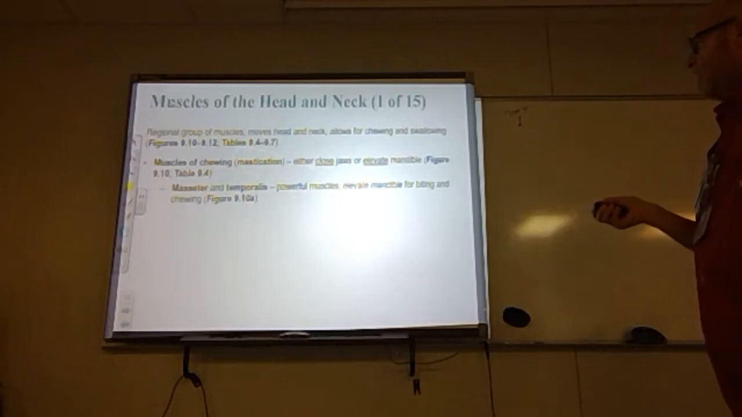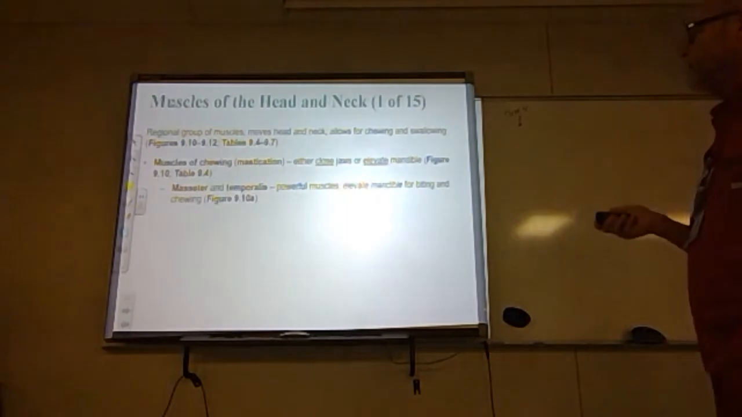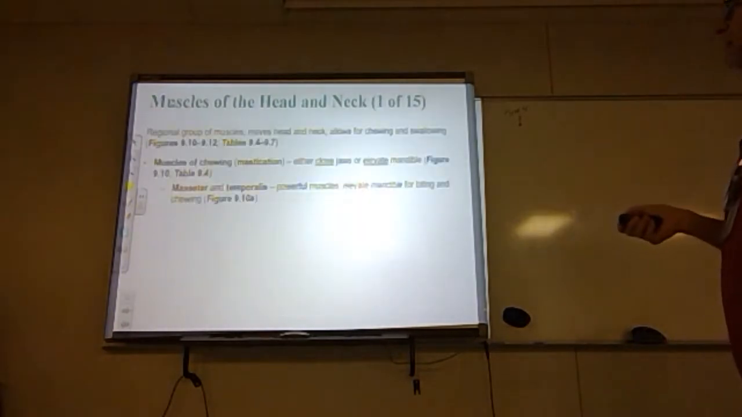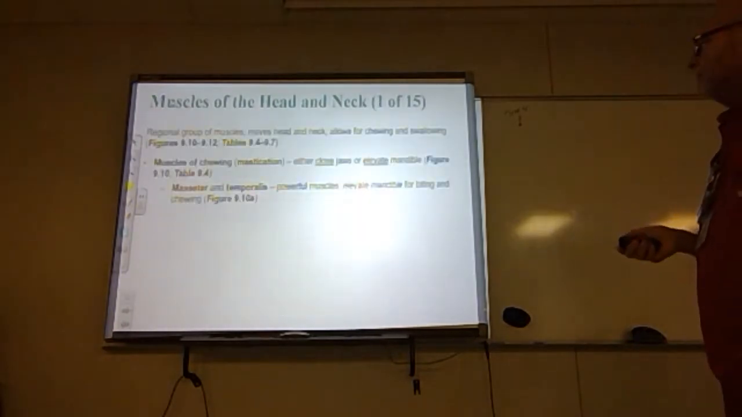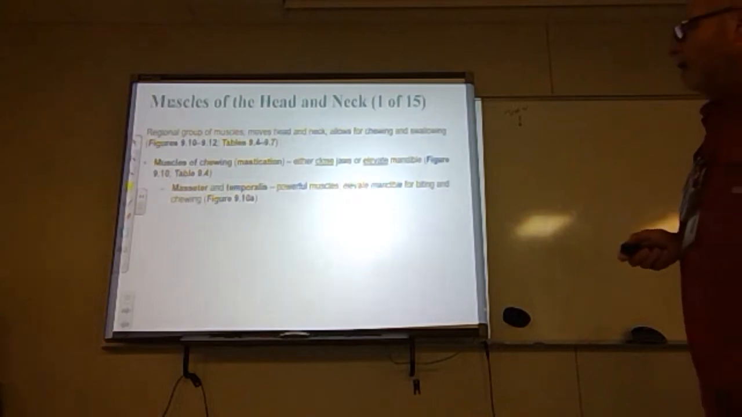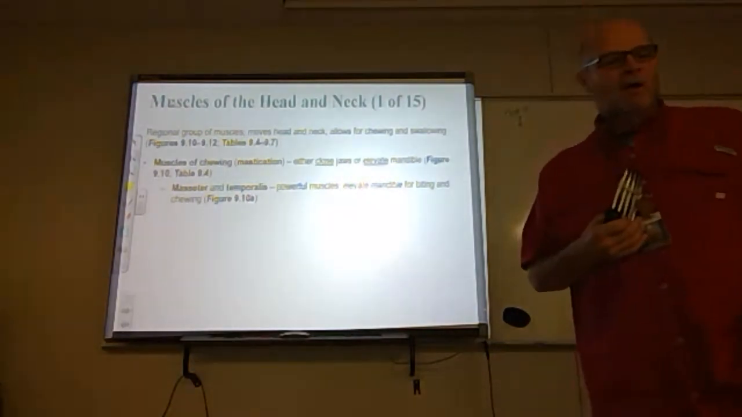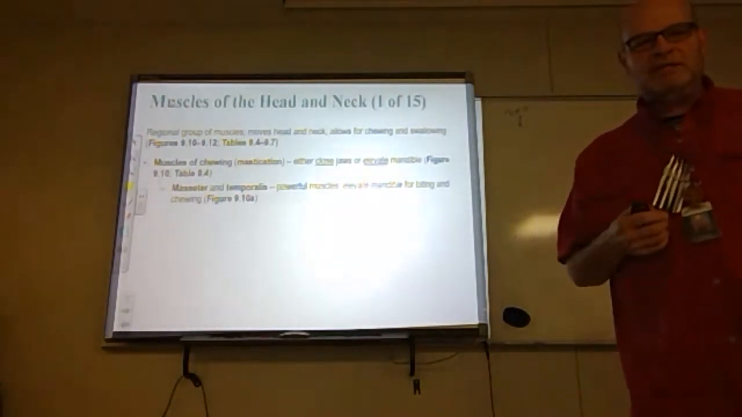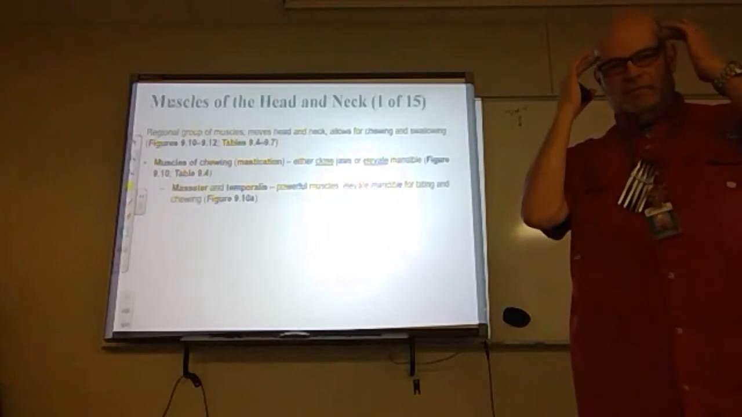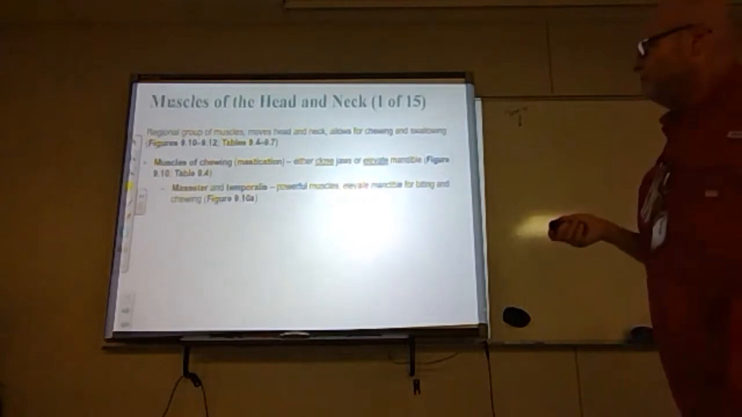They either close the jaws or elevate the mandible. Remember, the lower jaw is the mandible. The masseter muscle and the temporalis muscle are very powerful muscles. They elevate the mandible for biting and chewing. If you've ever been chewing, say, gum or some chewy piece of candy, and you felt a pain or a stretching or straining in the temporal area, that's the temporalis muscle that you are working.